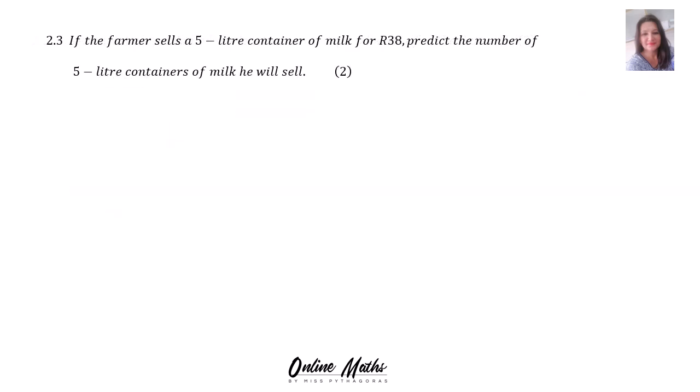2.3: If the farmer sells a 5-litre container of milk for 38 rand, predict the number of 5-litre containers of milk he will sell. What you're going to do is, in your least squares regression line, in X's place, substitute the 38. I did it for you, and when you work it out, you find that Y is 23,22 units of milk.